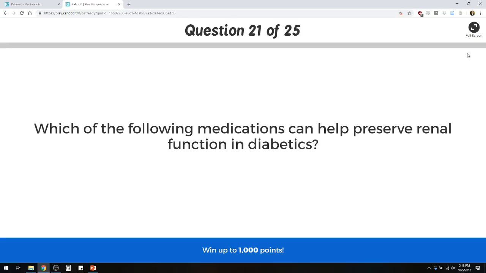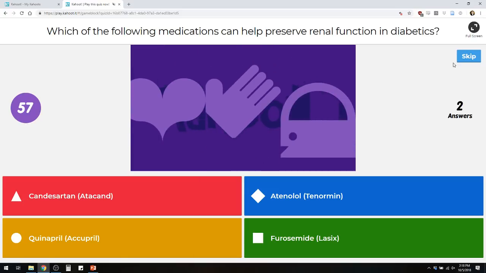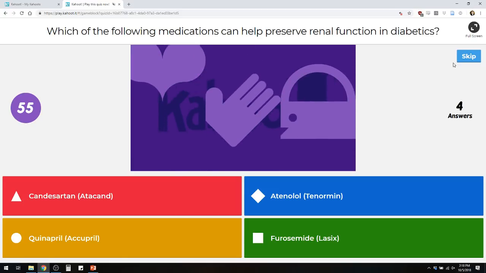Again, I'm sorry if I go over, but I think these are all really good points for you guys to study for the weekend. Which of the following medications can help preserve renal function in diabetics? Candesartan, atenolol, quinapril, or furosemide?